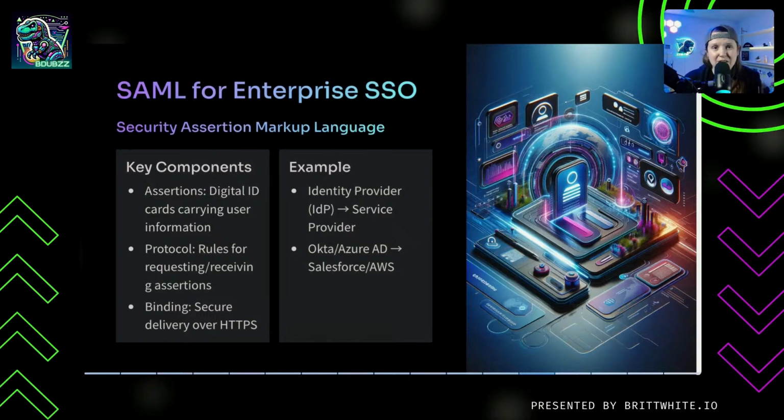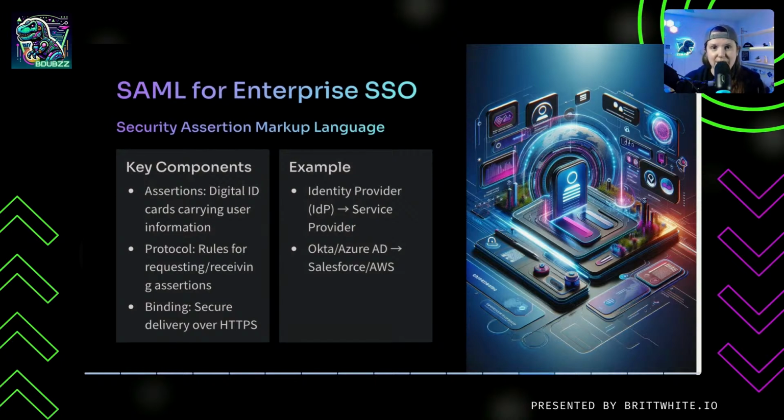So how does SAML actually work? When you use SAML for authentication, there's three key pieces working together here. First, we have assertions. These are like digital ID cards. They carry important information about users, like, yes, this person is authenticated, or this user has admin privileges. Second is the protocol. This defines the rules of the game, how systems should ask for those assertions, and how they should receive them. It's like having a standardized procedure for checking IDs.